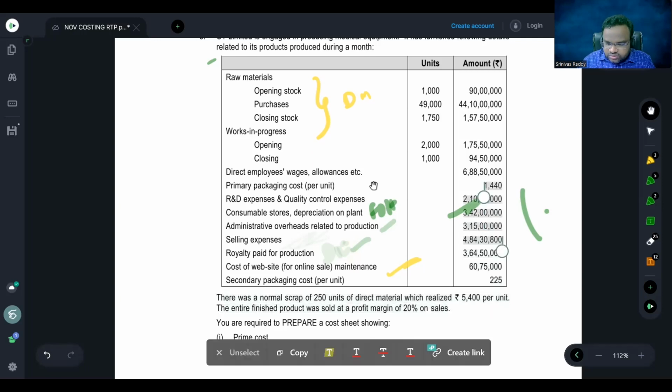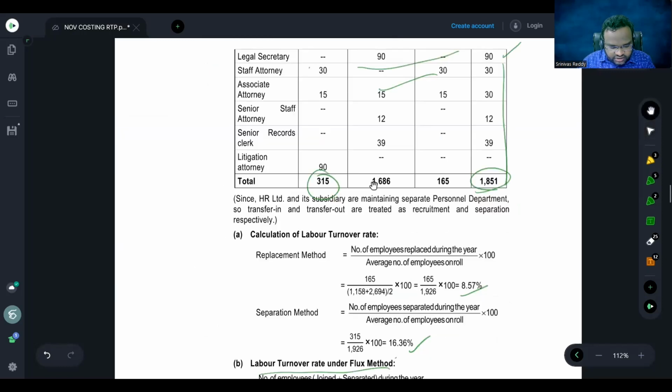So if you go to the solution, it's a simple question. I'll be explaining from the solution itself. Question number 5.